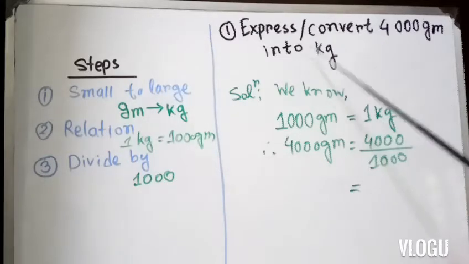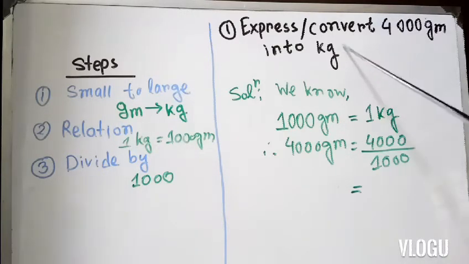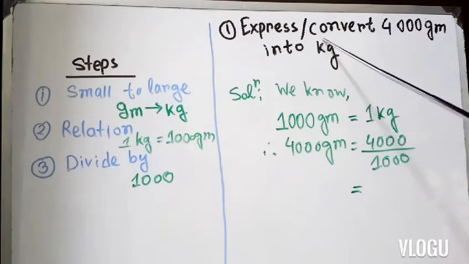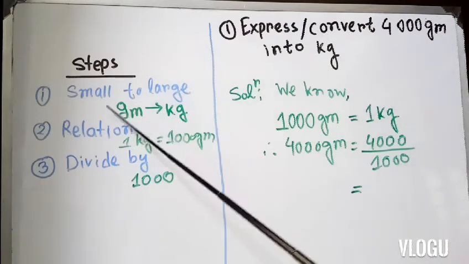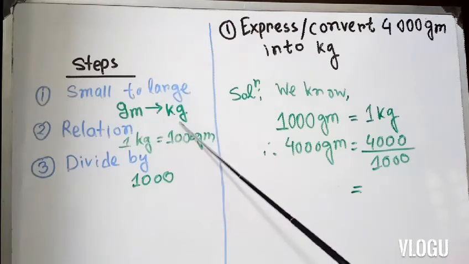We have to express or convert 4000 gram into kg. For this math, we have to follow some steps. First step is we have to follow the units. Here we have to convert gram to kg. It means small unit to large unit, gram to kg.